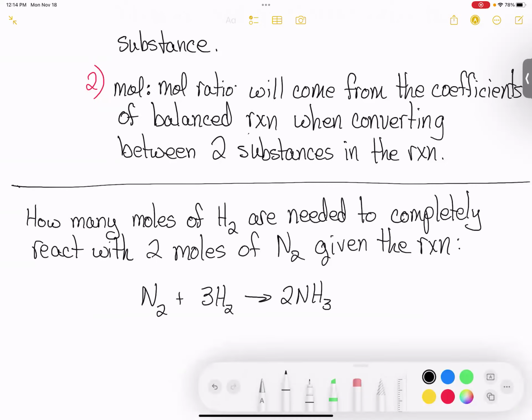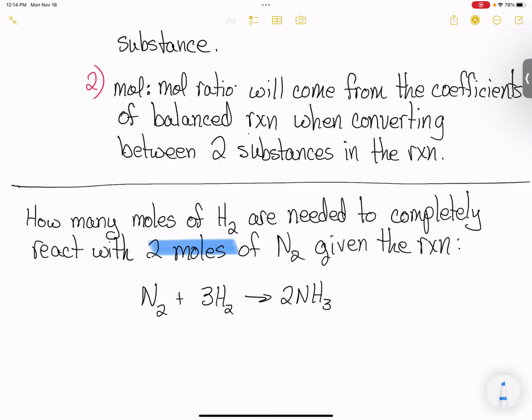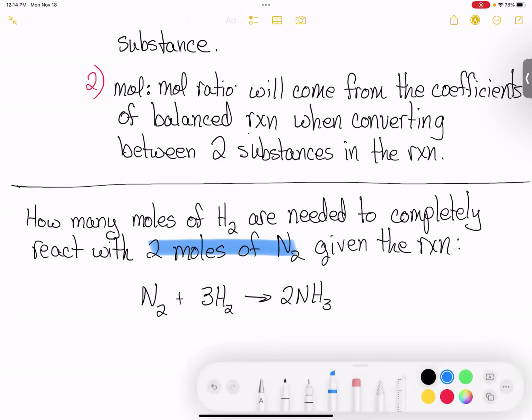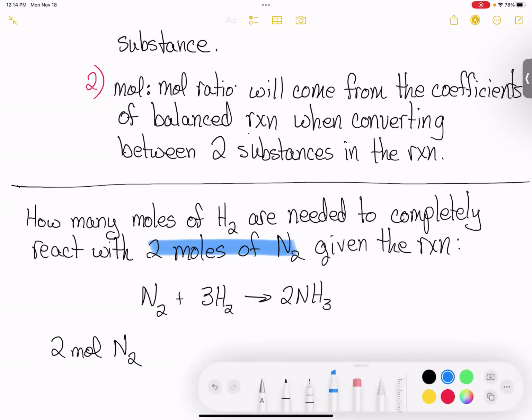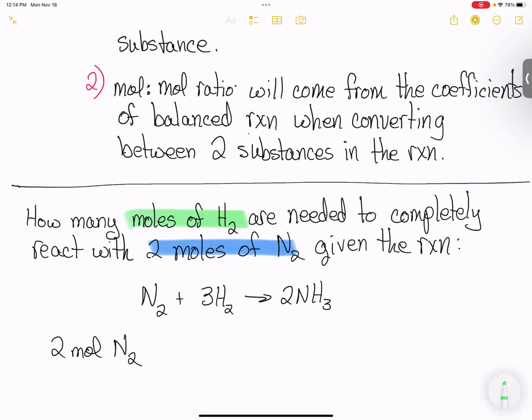Okay, as before, we're going to start by identifying information. We have been given 2 moles of nitrogen. And we have been asked for moles of hydrogen.